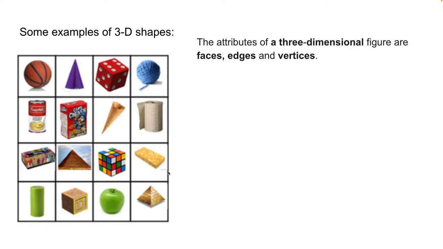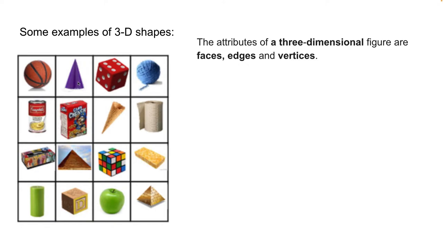So faces are the flat surfaces, right? Edges are where two faces meet. So for example, in this cereal box, we can see that edges are here, there. So these are the edges. And vertices are where the edges meet. So those points are the vertices, right?